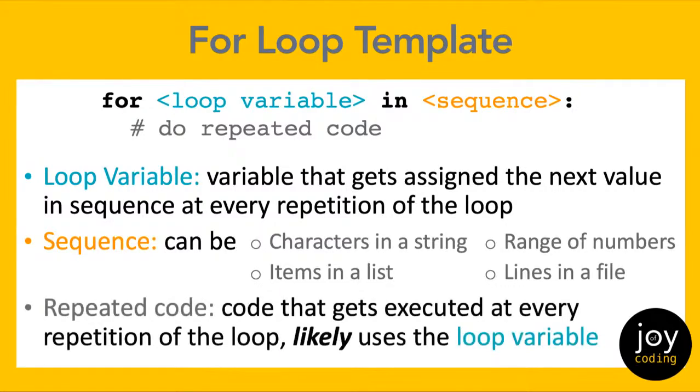Next, we have the repeated code. And that's the code that gets executed at every repetition of the loop. And it likely, but doesn't have to, use the loop variable. So let's take this template and walk through a couple more examples.